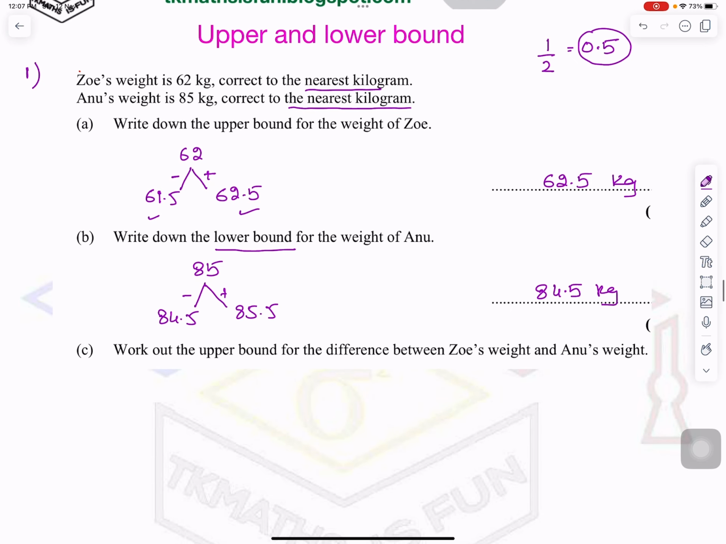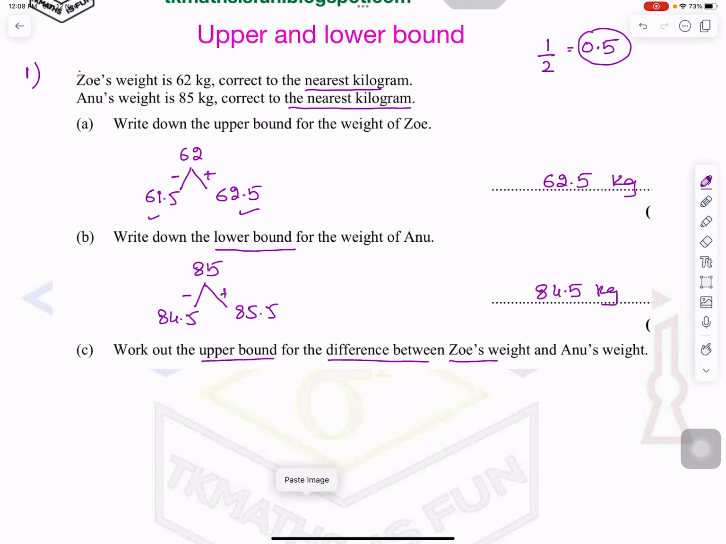Now the next part of the question, this is a tricky question. You have to work out the upper bound for the difference between Zoo's and Anu's weight. So basically, you have to find the maximum value for the difference.